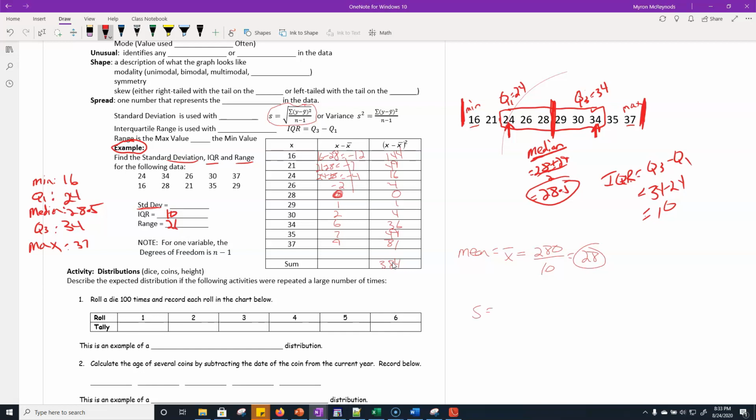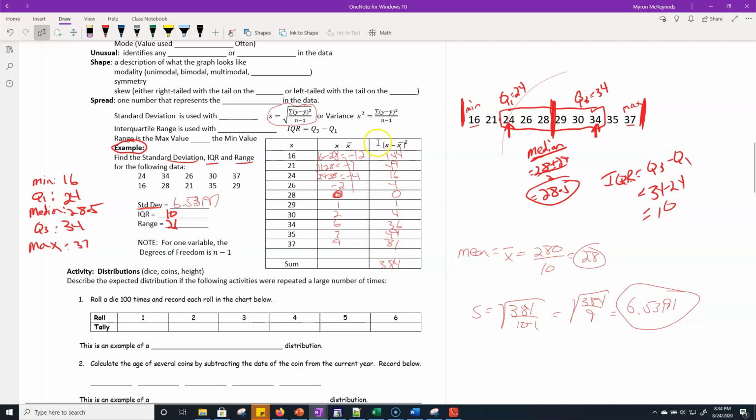So the standard deviation is equal to the square root of 384 divided by 10 minus 1. And so that would be the square root of 384 over 9, which I'm going to put in my calculator. And I am going to get 6.53197, and that is my standard deviation. And what that is, it's a measurement of, on average, how far away they are from the mean.